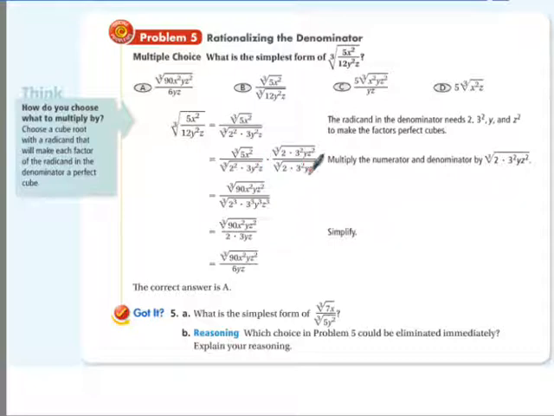Y squared multiplied by y would be y cubed. Z multiplied by z squared would be z cubed. Since this is what we're multiplying the bottom by, we're going to multiply the top by the same thing. We do that top and bottom, and then work our way through the problem and simplify. Here the correct answer ended up being A. Now let's go ahead and try to do that on 5A.